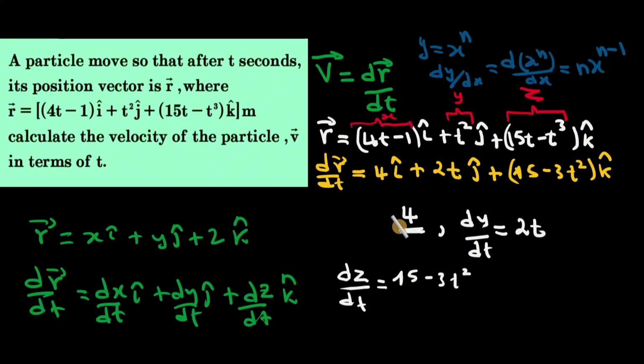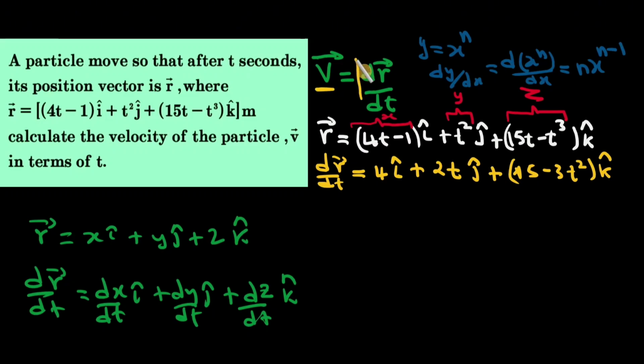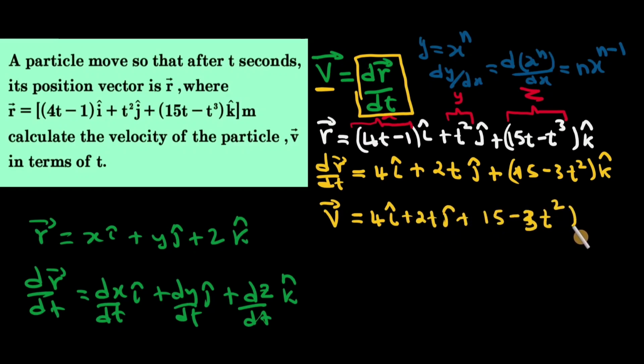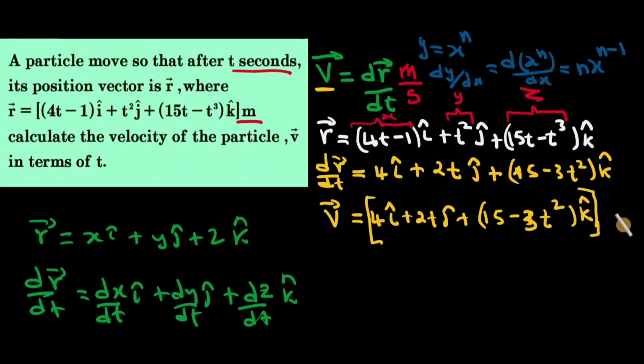But we are looking for the velocity of the particle in terms of t. I said earlier that the velocity is obtained by differentiating r with respect to t. So it means that dr/dt here is v. That means the velocity is equal to 4i plus 2t j plus (15 minus 3t squared) k. You see, the position vector was in meters and the time was in seconds, and here we are dividing the position vector by t, like dividing meters by seconds. So the unit of the velocity is meters per second, and this is the velocity in terms of t.